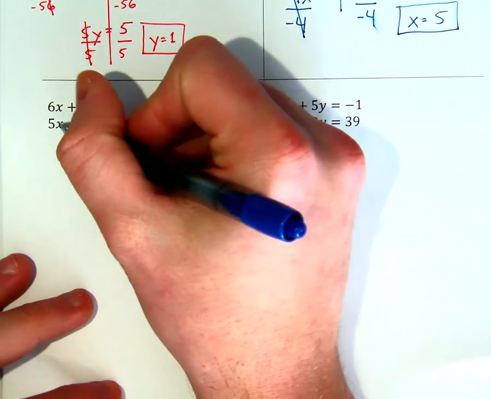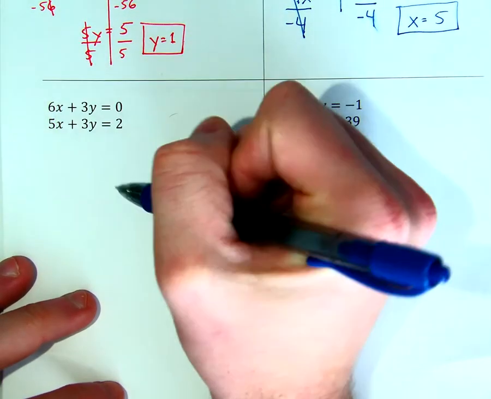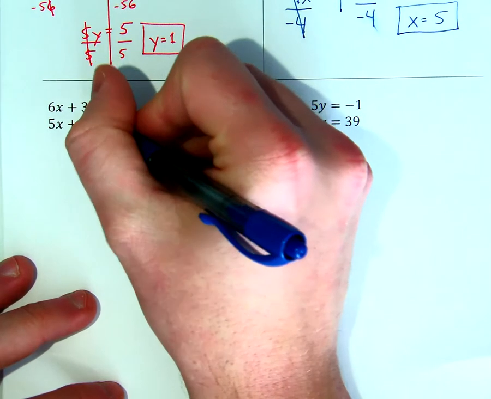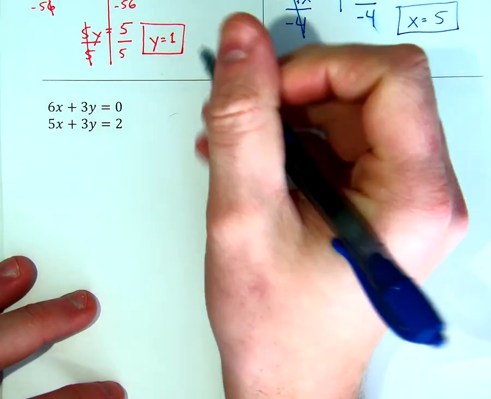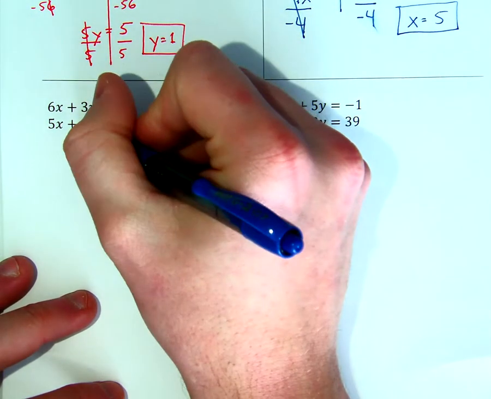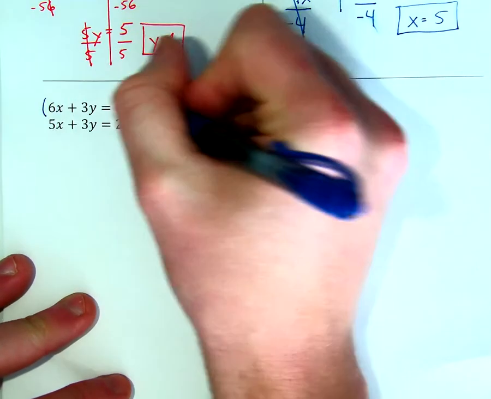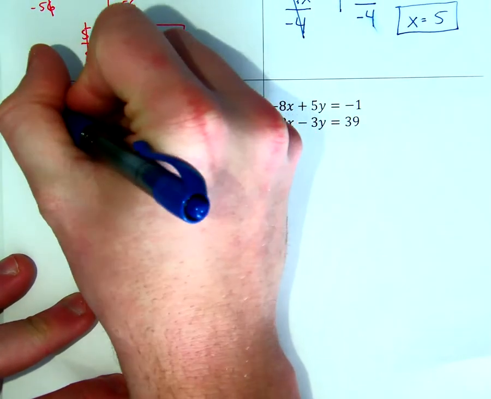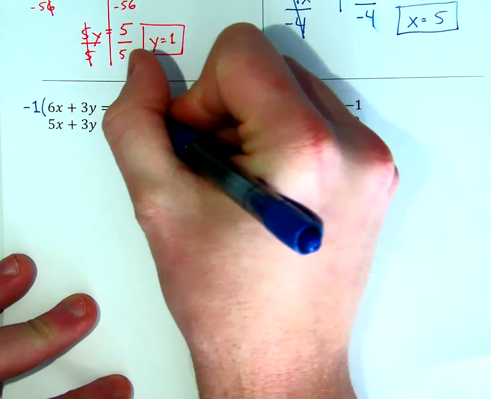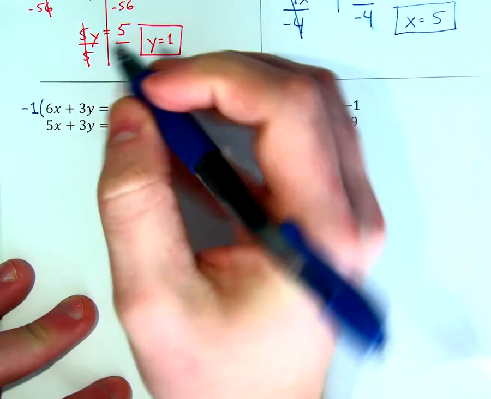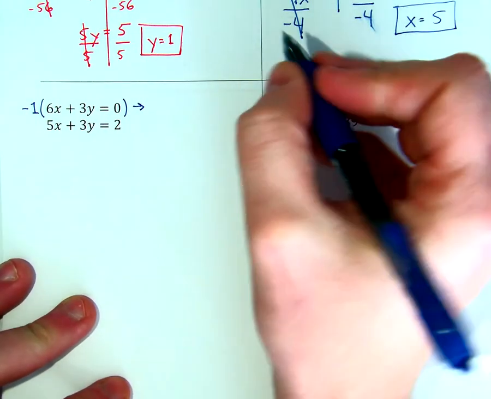Looking at this bottom equation, I see that the x's have different numbers in front of them. The y's have the same number in front of them. I want them to have different signs. So I'm going to multiply one of these equations by -1 so that I can change that sign. This time I'll choose the top equation. It doesn't matter which you choose, you should arrive at the same answer either way.